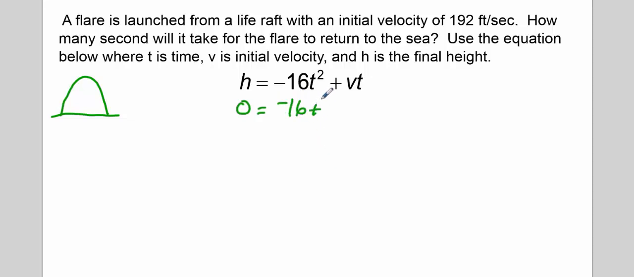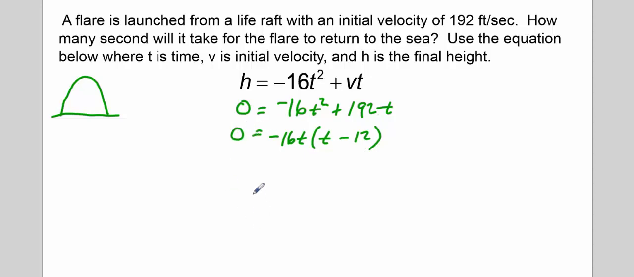We're looking for t, so we don't know that. And our initial velocity is 192. And we put the t in there again. So you'll notice in this case, we hope that something's going to factor out, and actually it happens that 16 is a factor of 192. So I'll pull out a negative 16, and a t is also in common. That's a GCF. So I have t, and 16 actually goes into 192 12 times.